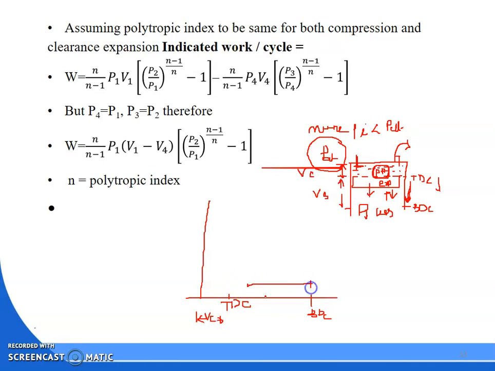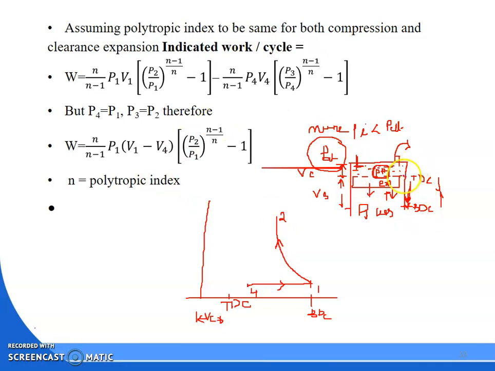At what time will it be? Suction will be from 4 to 1. So 4 to 1 is your suction. Then what will happen? Suction ends when the piston reaches the BDC position. Then the piston moves from BDC to TDC. When the piston moves from BDC to TDC, the suction valve will be closed and the volume will gradually decrease. That is your compression. 1 to 2 is your compression.